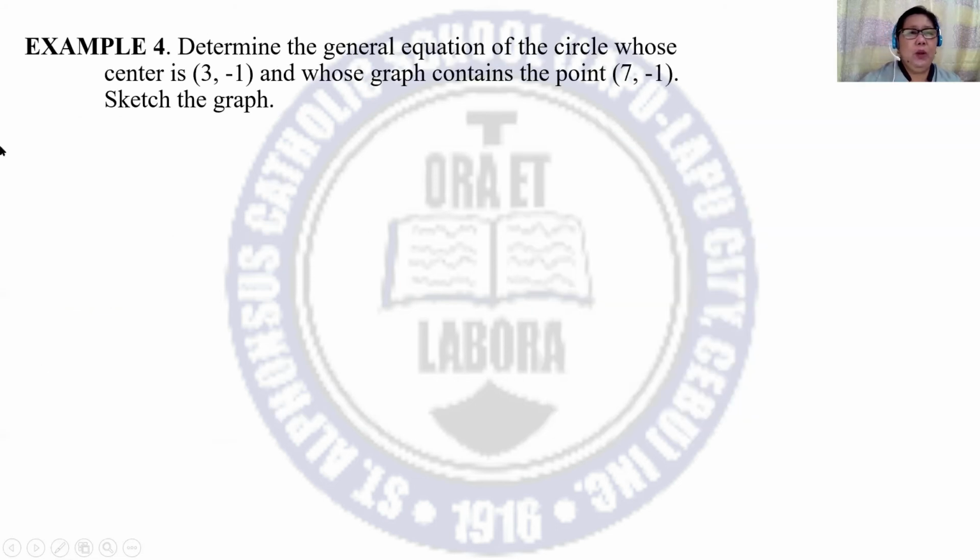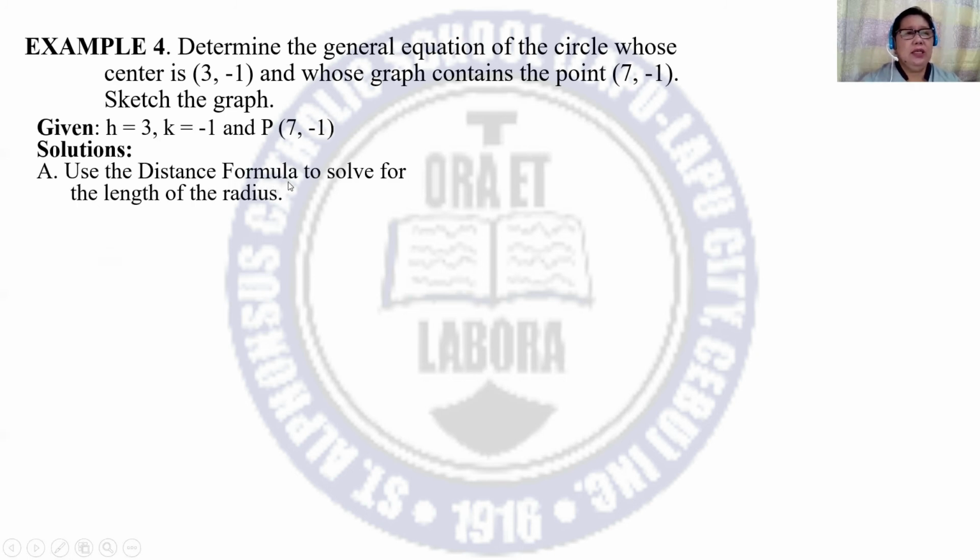Next, example number 4. Determine the general equation of the circle whose center is 3, negative 1, and whose graph contains the point 7, negative 1, and sketch the graph of the circle. Given h is equal to 3, k is equal to negative 1, and the point with coordinates 7, negative 1. For the solutions, first, we have to use the distance formula to solve for the length of the radius since the equation is not given.